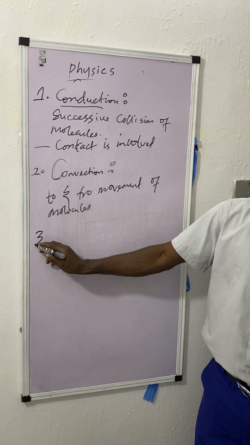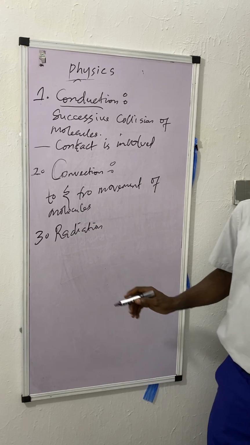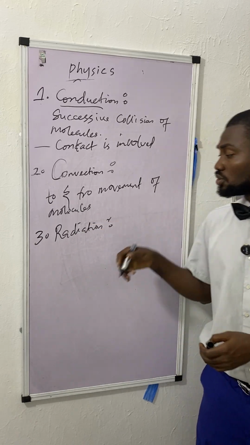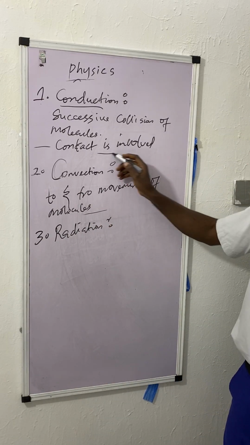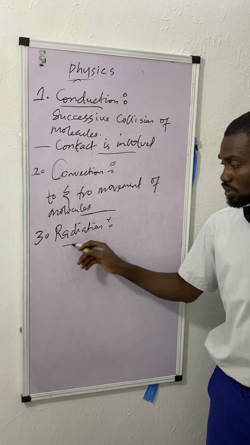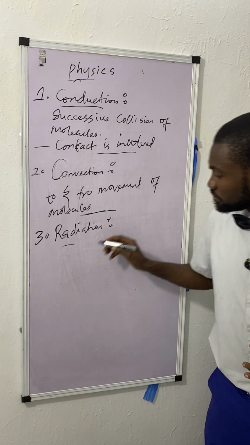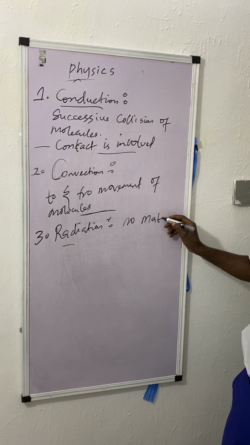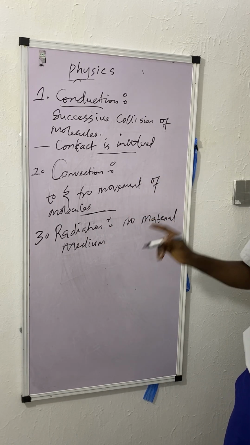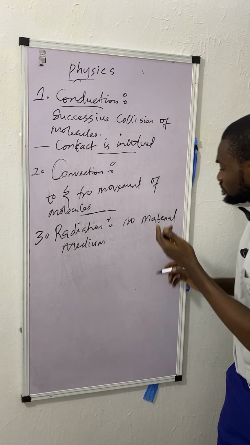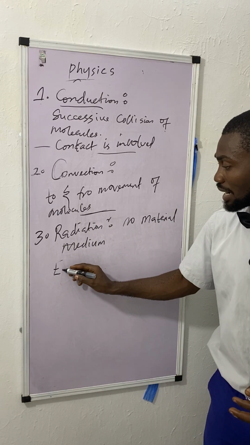So at number three, we have the final one, which is radiation. Radiation is the method of heat transfer not necessarily requiring a material medium. All these others require a material medium. There is contact here, and also partial contact here, but with this one, no material medium is required. No contact. In the others you need a physical material medium, but here you don't need any. But the heat is transferred through magnetism.